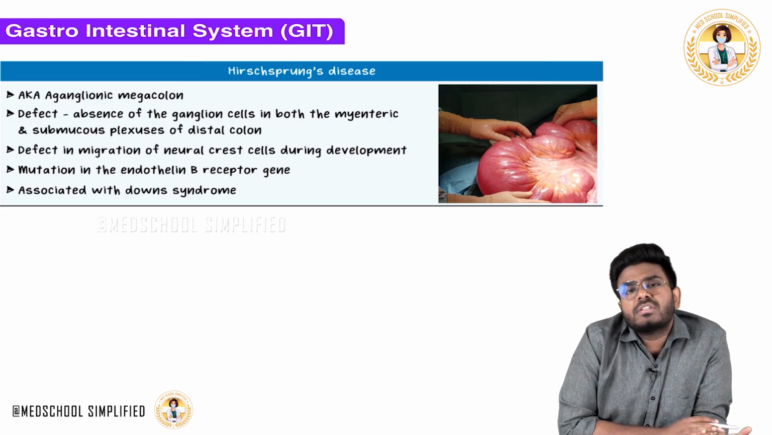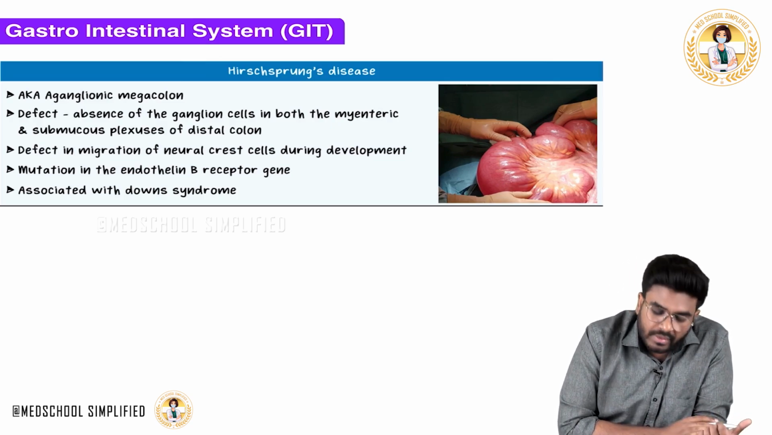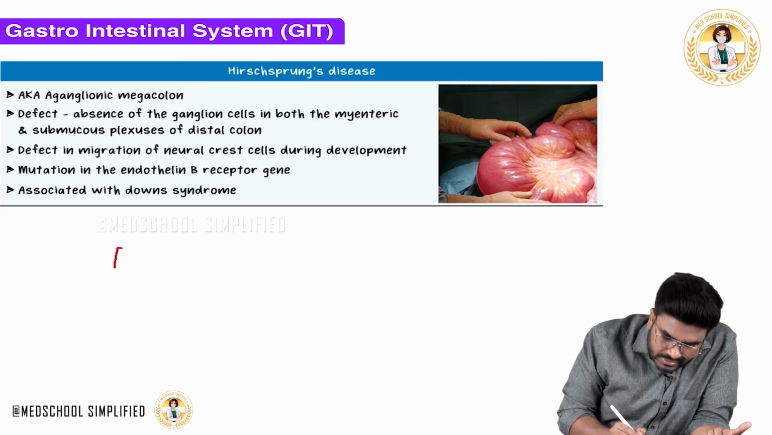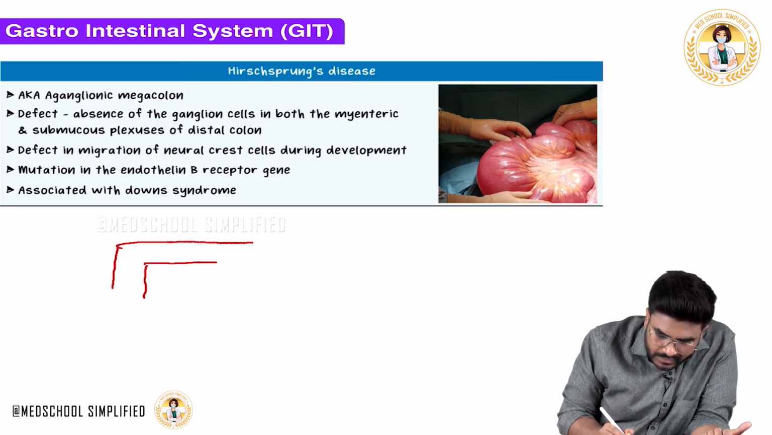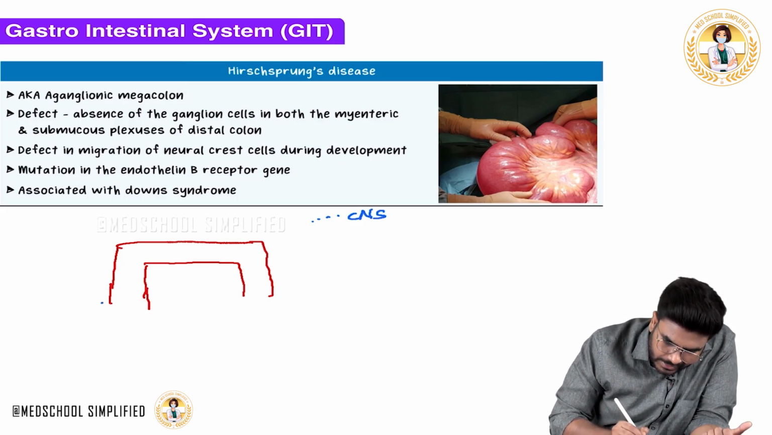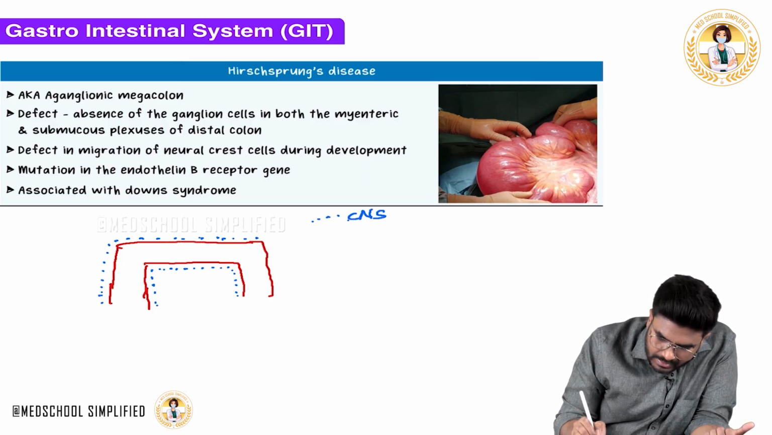Megacolon. Why is the patient going to have a megacolon, a big colon? Let's try to understand like this. This is the colon: ascending colon, transverse colon, and here is the descending colon. Normally, the neural crest cells from the central nervous system will migrate and come down onto the entire GIT. In the mesenteric plexus and the myenteric plexus, all over, they will form ganglionic cells.